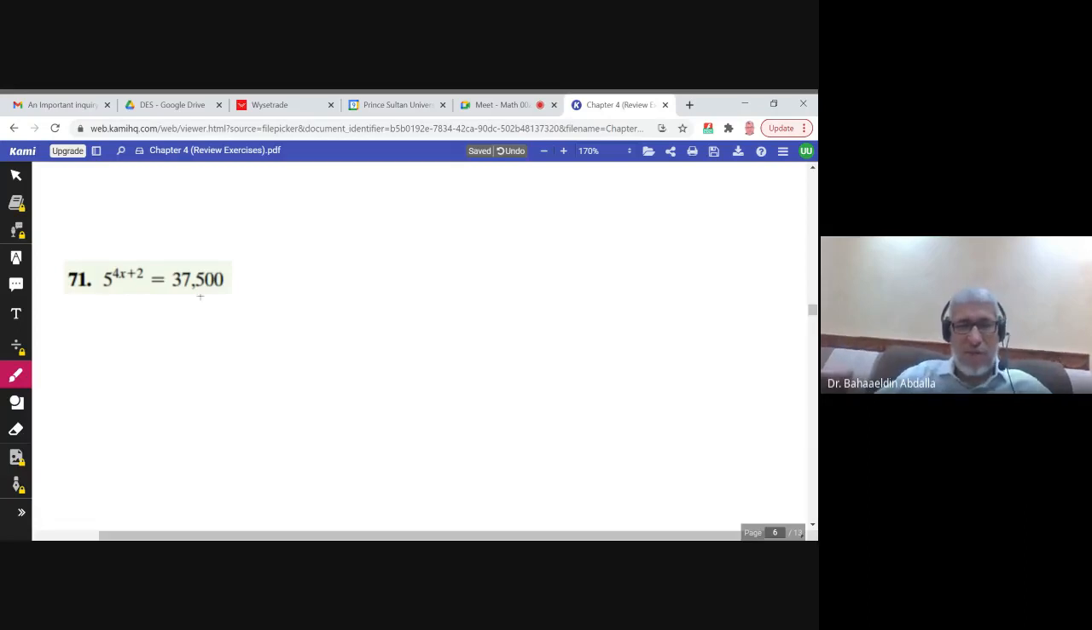How to solve this? I apply ln immediately to both sides, because I cannot write 375,005 as 5 to some power.